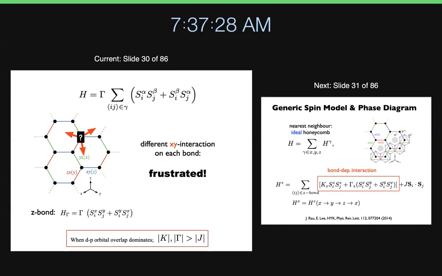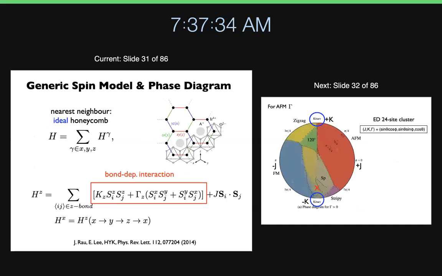Yeah. So luckily, we end up with this two bond-dependent interaction, and the Heisenberg interaction will become rather small. So let's look at the phase diagram now. So here's the ideal case. Again, I keep emphasizing this because real materials are none of them ideal, so you always have small things to worry about.